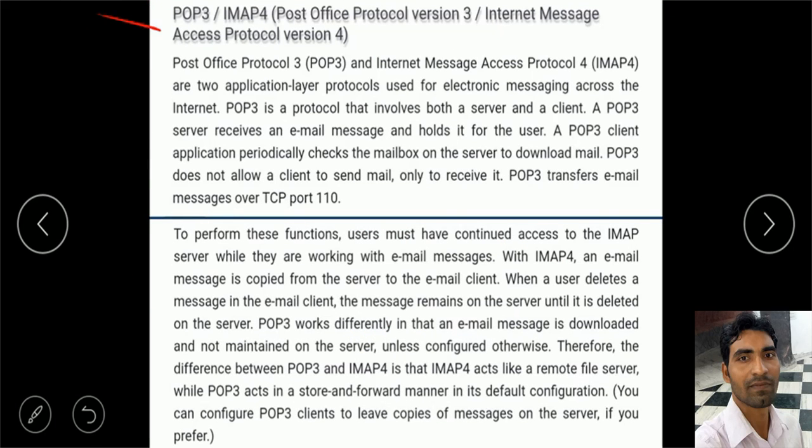POP3, that is Post Office Protocol version 3, or IMAP4, that is Internet Message Access Protocol version 4. So POP3 and IMAP4 are two application layer protocols used for electronic messaging across the internet. POP3 is a protocol that involves both a server and a client. A POP3 server receives an email message and holds it for the user, and a POP3 client application periodically checks the mailbox on the server to download mail.